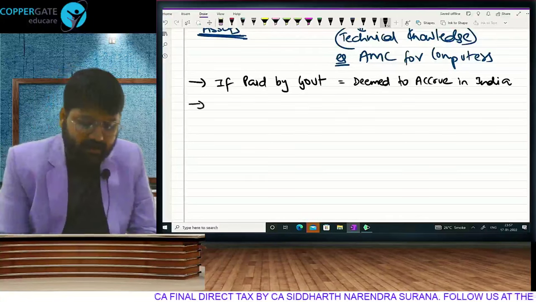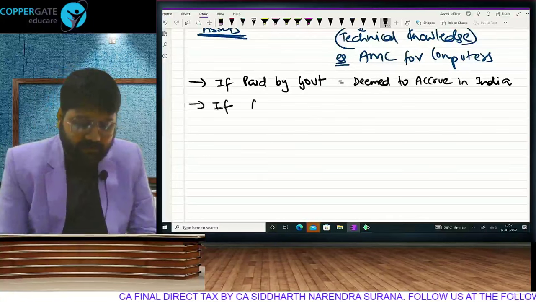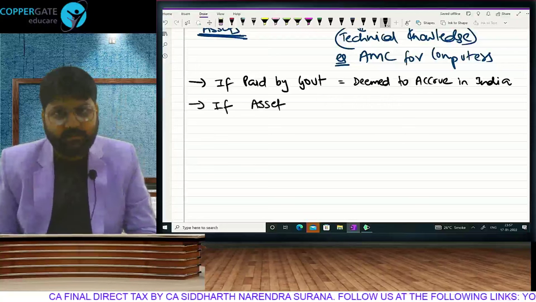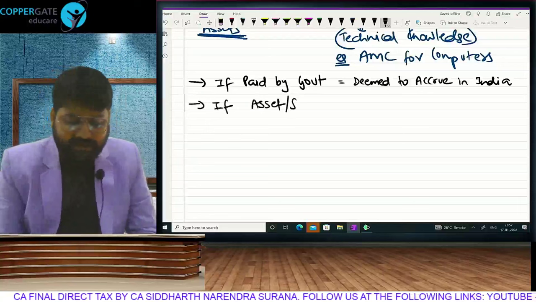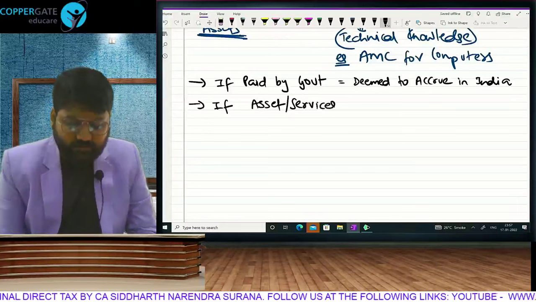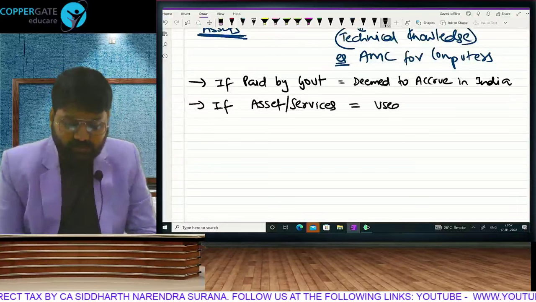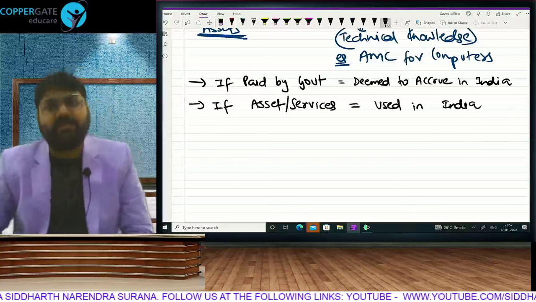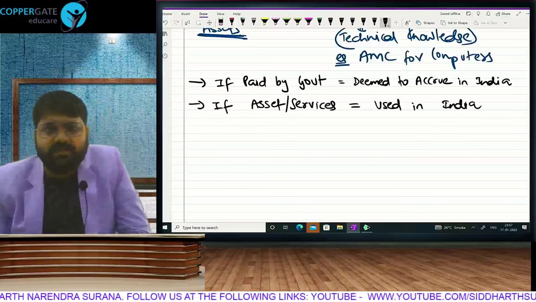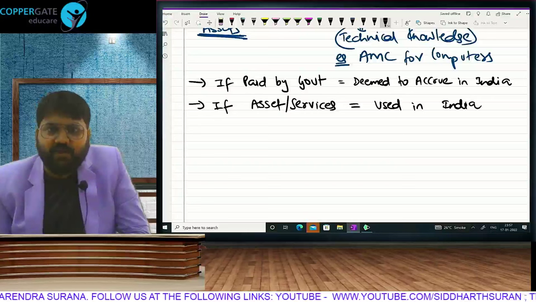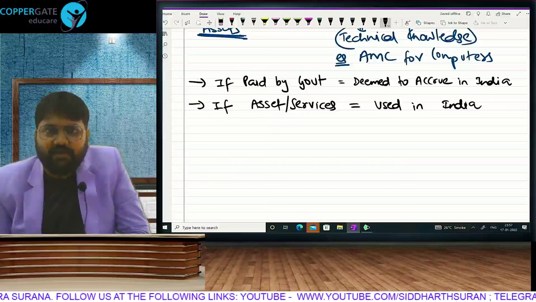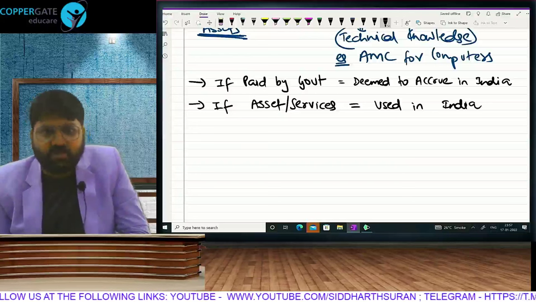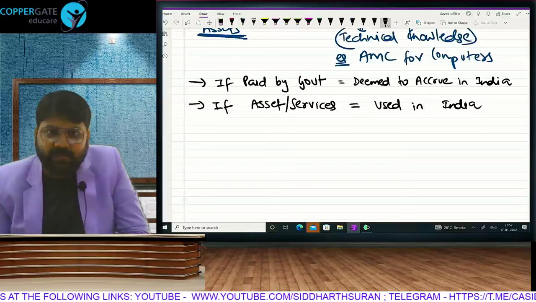And in other cases, in case of royalty, we are using the asset, and in case of FTS, the services have been used. Can I say this is the same rule as interest? If the loan money is used in India, interest will be deemed to accrue or arise in India. Likewise, if the intangible asset is used in India, then royalty will be deemed to accrue or arise in India.